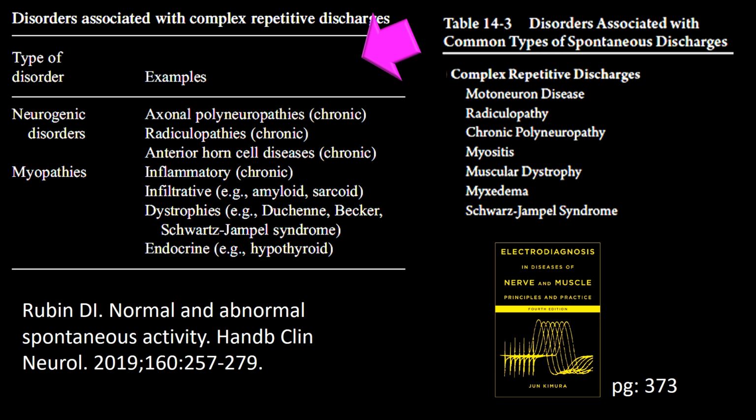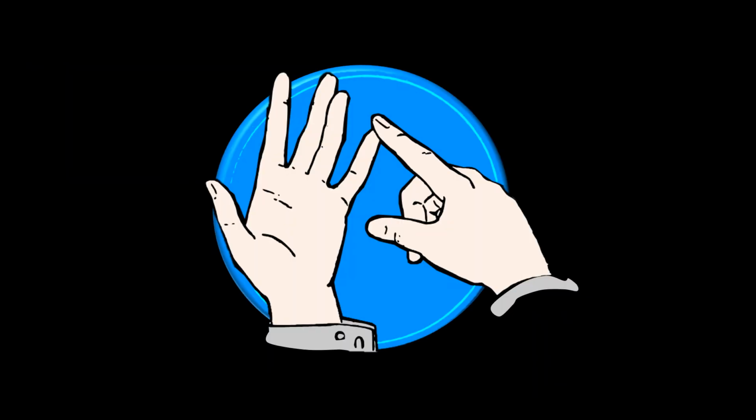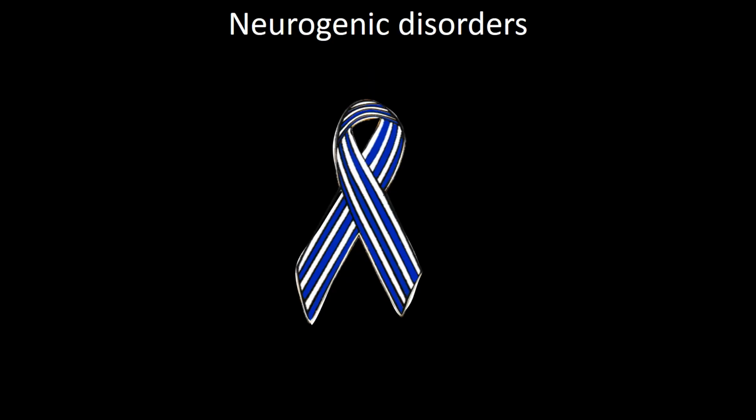A table from an article written by Dr. Rubin and a segment of a table from Dr. Kimura's book. I ask you not to read the prior frame because in the next few minutes I will enumerate and make some brief comments about the diseases listed in these tables. We will first address neurogenic disorders.